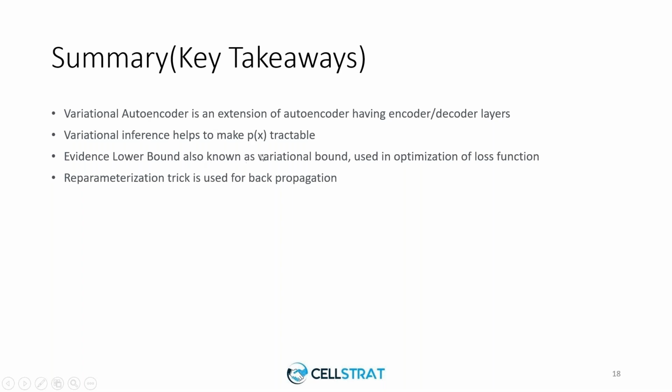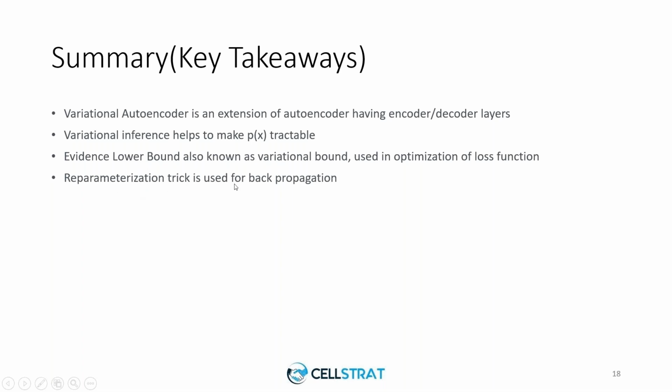Evidence lower bound, also known as variational bound, is used to optimize. We discussed that KL divergence cannot be optimized further, because if two distributions are matching, then KL divergence will be 0. Otherwise, it will be more than 1. So there's not much scope for optimizing it, but the evidence lower bound can be further optimized. And that's what has been displayed over here.